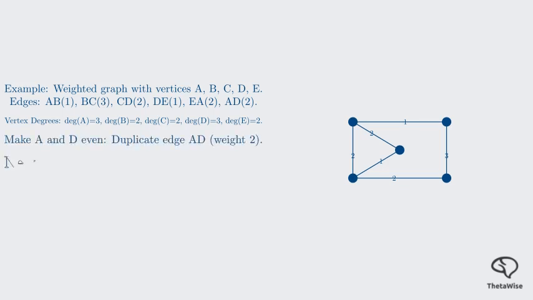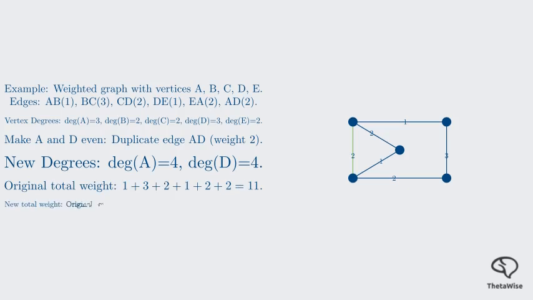By traversing the edge AD twice, we increase the degrees of both A and D by 2, making them even. This adds 2 to our total path weight. Now, let's calculate the total weight of the inspection. The original total weight is the sum of all edge weights. If we add the duplicated edge, the new total weight is 11 plus 2, which equals 13. The postman's route will have a total length of 13.